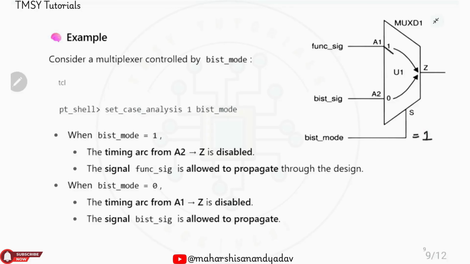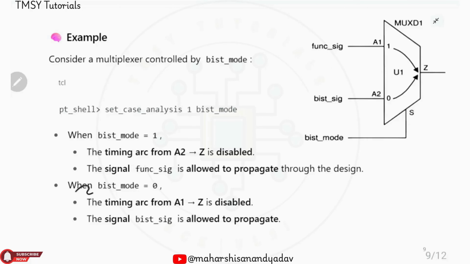So when BIST mode is equal to 1, the timing arc A2 to Z is disabled. Why? Because whenever you are applying 1, A1 to Z is activated, whereas A2 to Z is deactivated. So that's why the timing arc from A2 to Z is disabled. The func signal is allowed to propagate through the design. As you are applying 1 here, this particular func signal will go to the output.